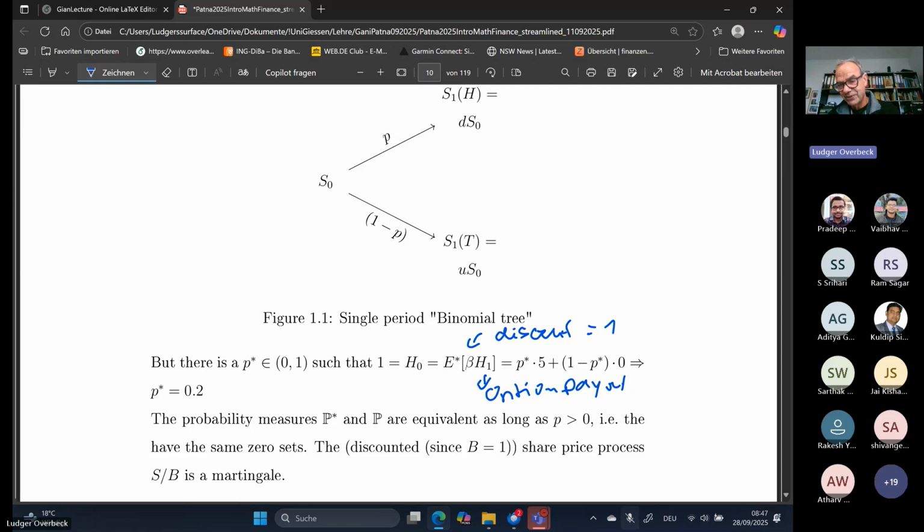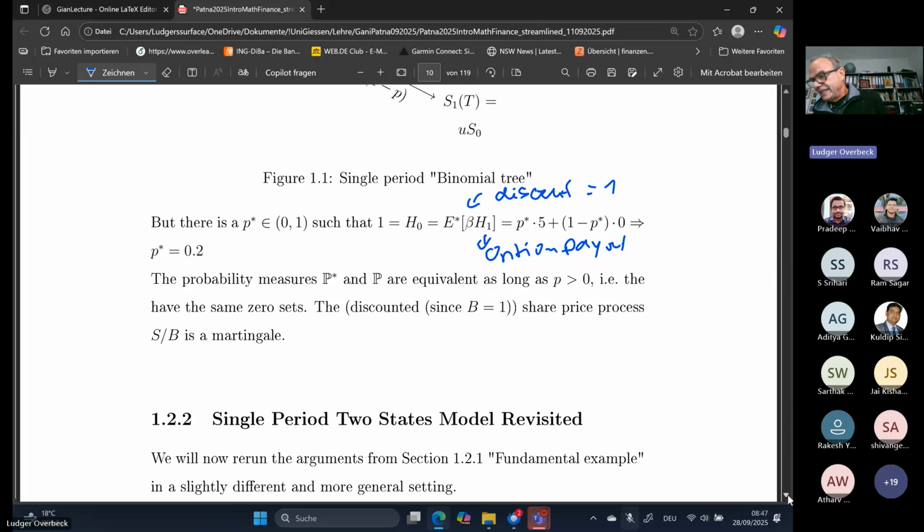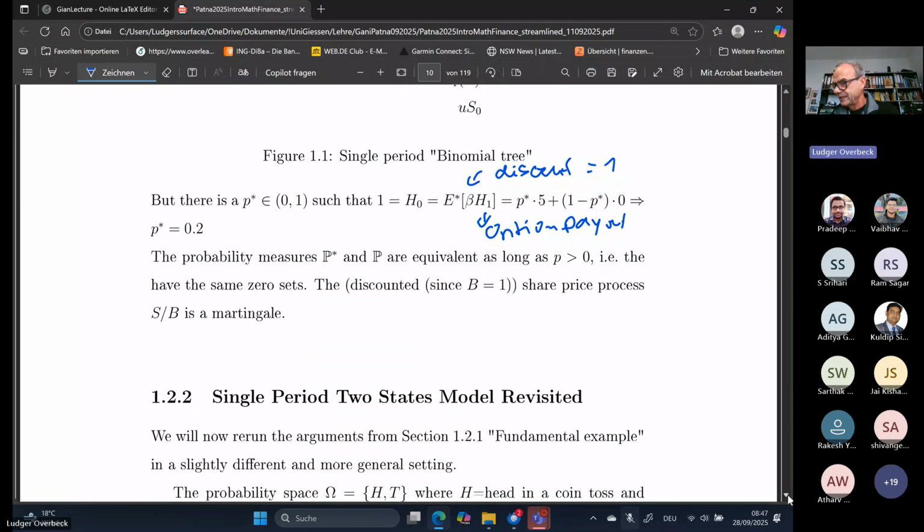Okay, it's very restrictive. I say it again, and this was also noticed before, that you have a very simple probability space, just 2 states and one time. And if you go further in this, you see this P star has also a mathematical property. Namely, the asset price is a martingale.